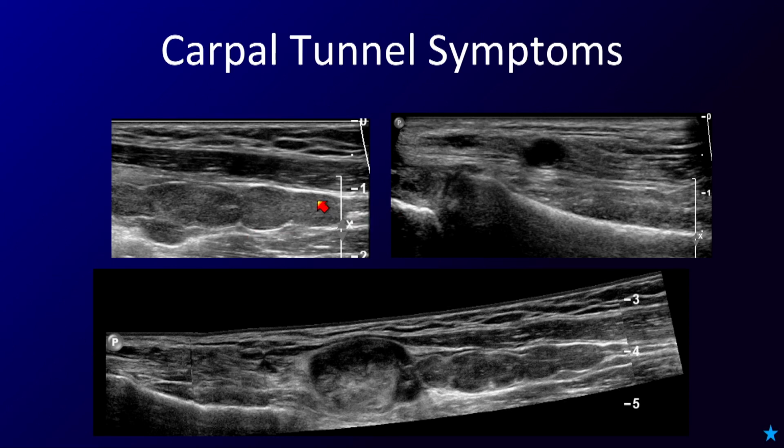I found this as I was tracing up the median nerve. There's this kind of lobulated, elongated structure that was replacing the median nerve. This is the panoramic view where you can see that there's a mass involving the median nerve and then extending along the course of that nerve.